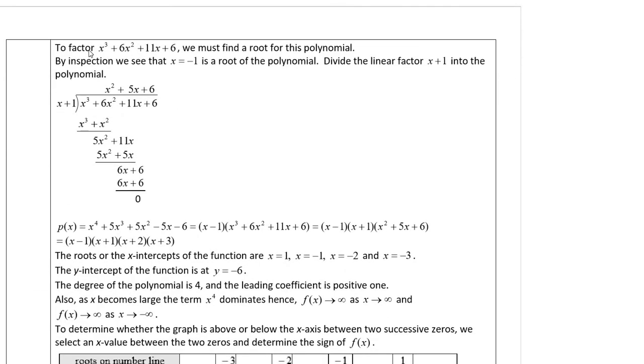That means I must find another x that will give me 0, not the same one I had before, because I already used it for the first linear factor. I need another x to give me a second linear factor. Here we saw that minus 1 is giving me 0, so x plus 1 is going to give me the other linear factor. And then again, long division, synthetic division, or inspection to find the quadratic factor, factorize everything, and then find the x-intercepts.